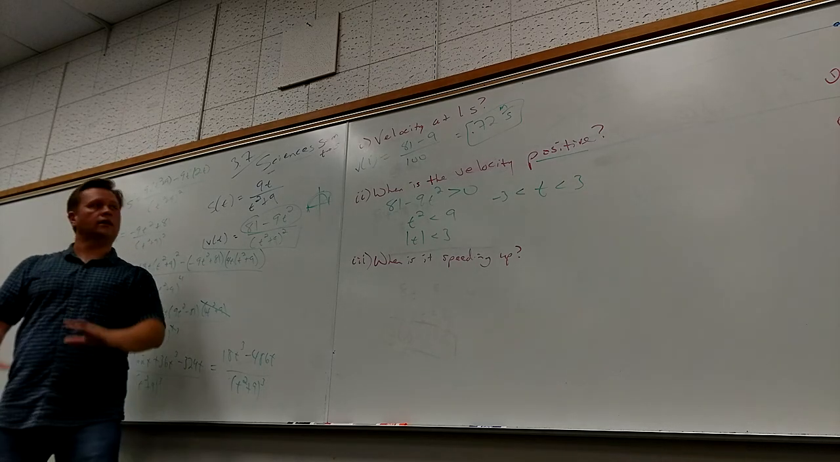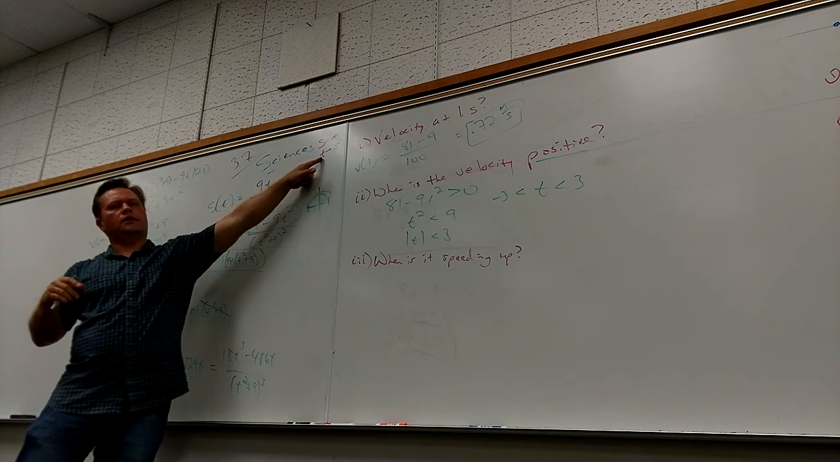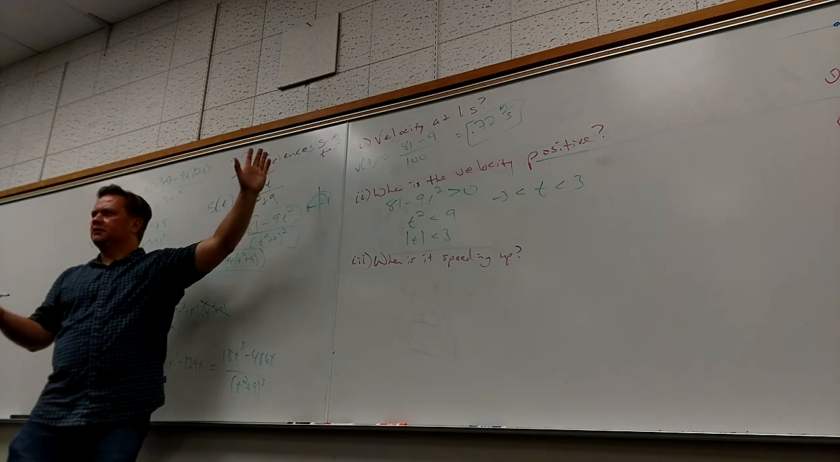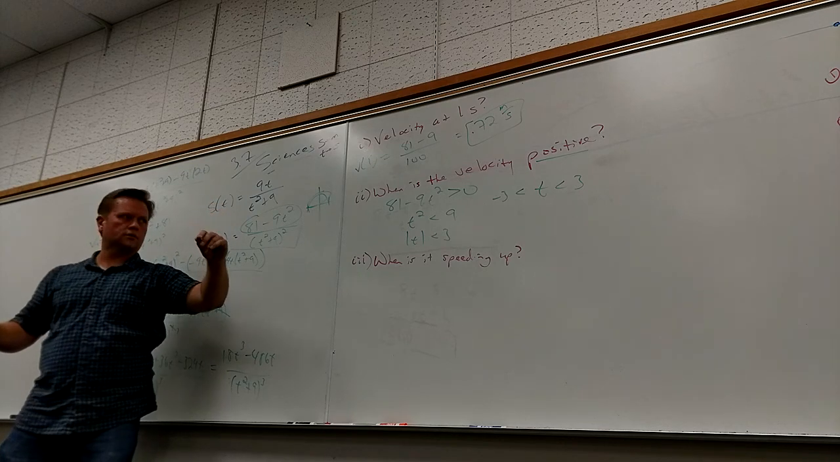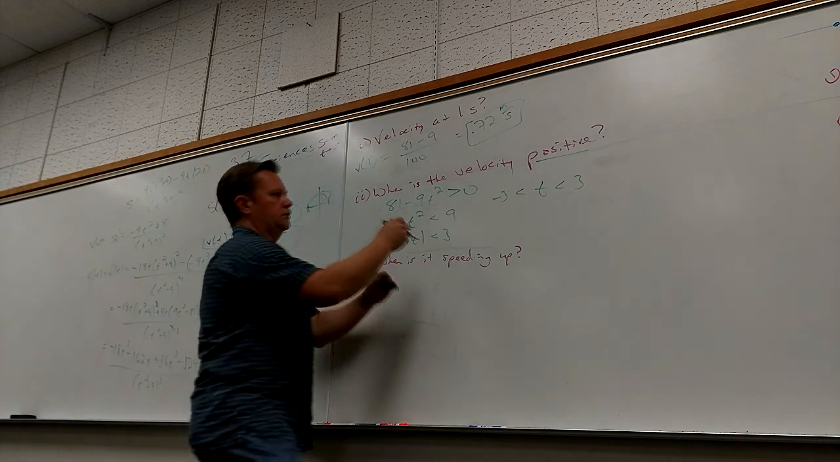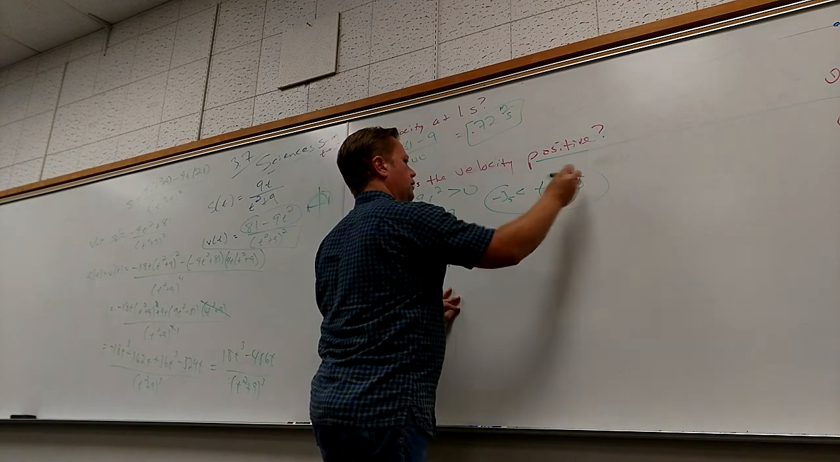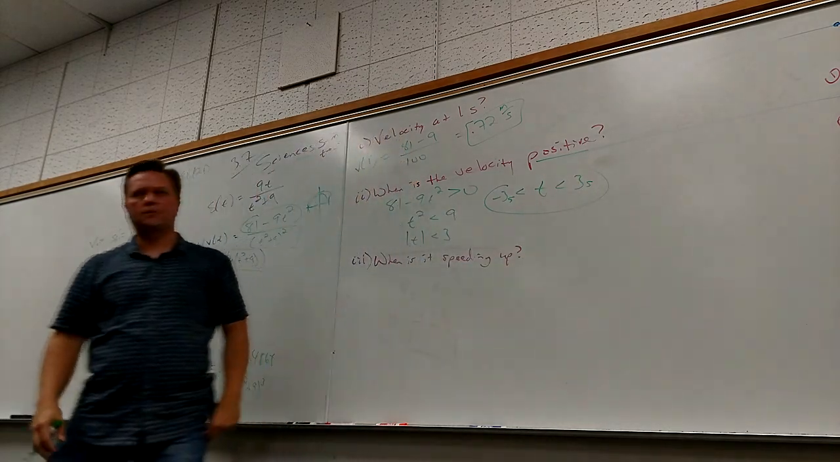Now, a lot of these problems are going to give you intervals for t, like t is from 0 to whatever. So I didn't really do that. So this is officially the answer here. Between -3 seconds and 3 seconds is when the velocity is positive.